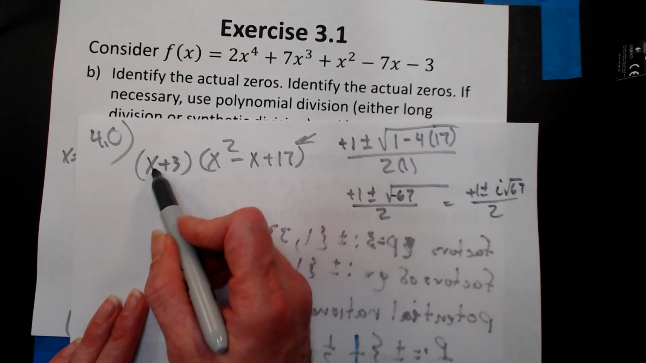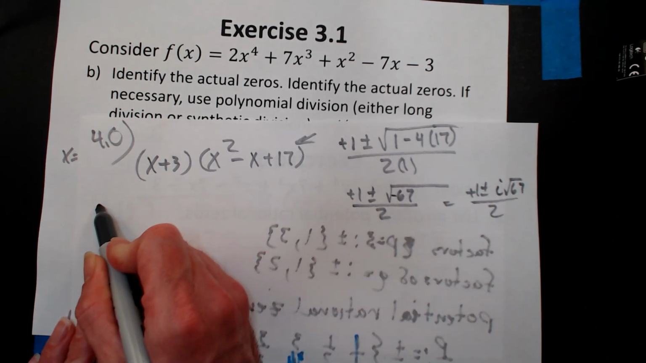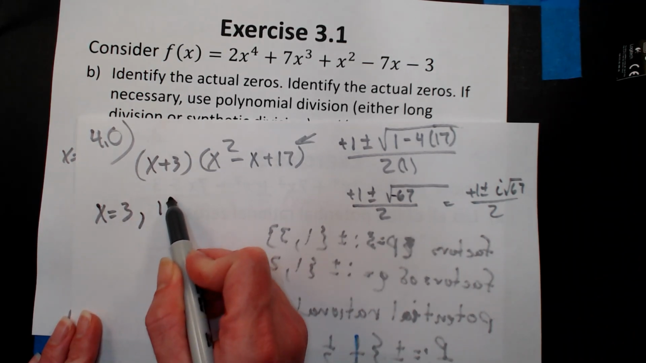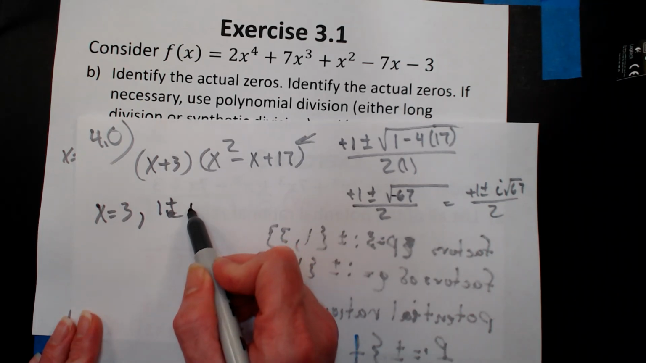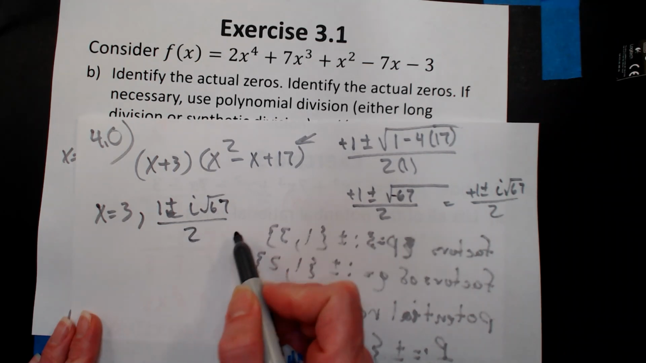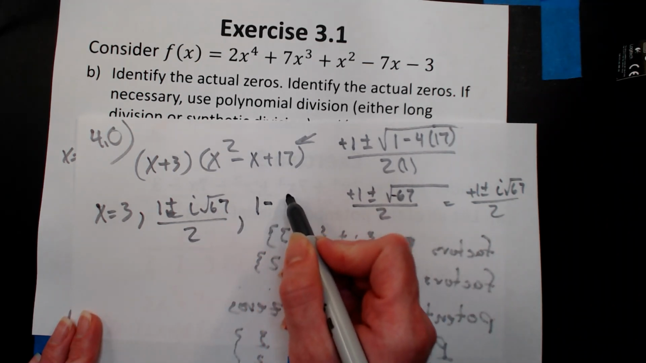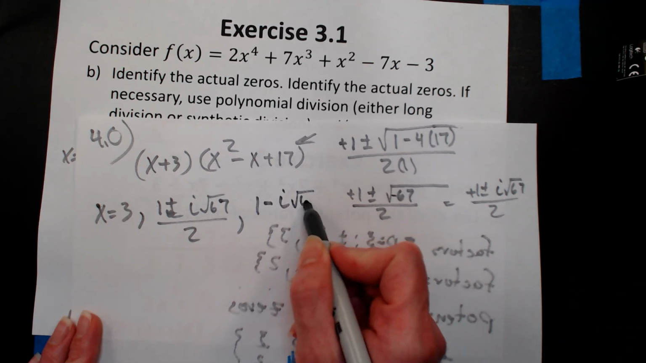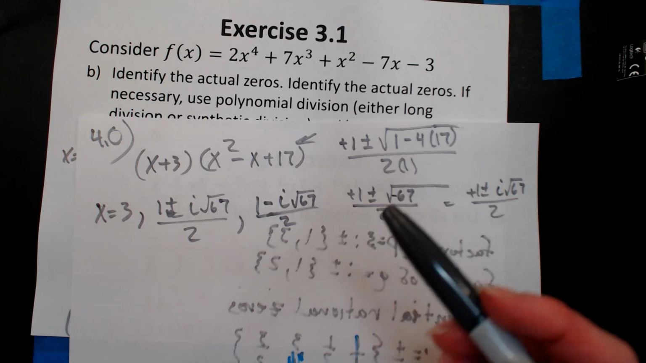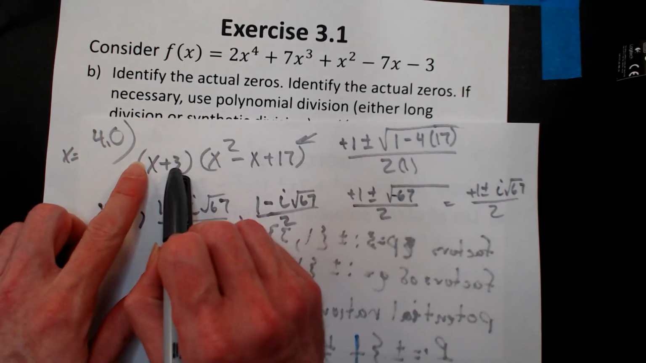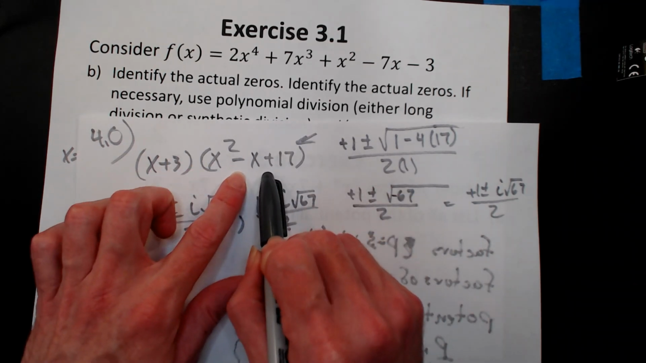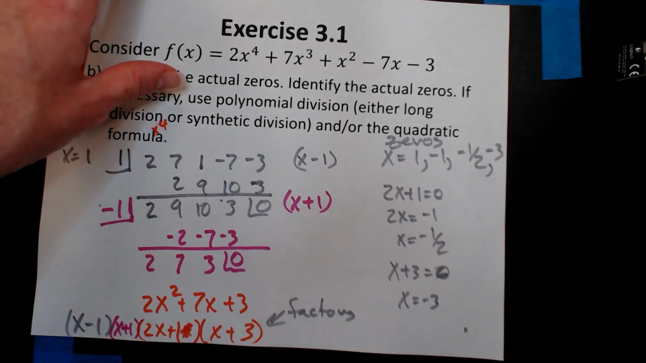So you may have something like, your zeros are going to be x could be equal to 3, x could be equal to 1 plus or minus i square root of 67 over 2. Did I say 63? 67. So you could get the situation where you've generated imaginary zeros. So you'll go through the whole process and only find one rational zero, and the other ones are irrational or imaginary numbers. So be aware that could happen as well.